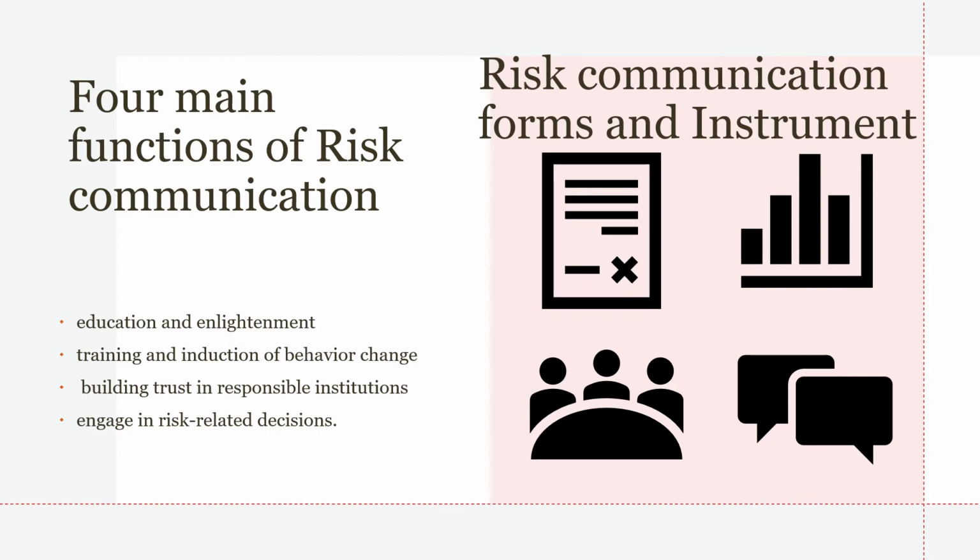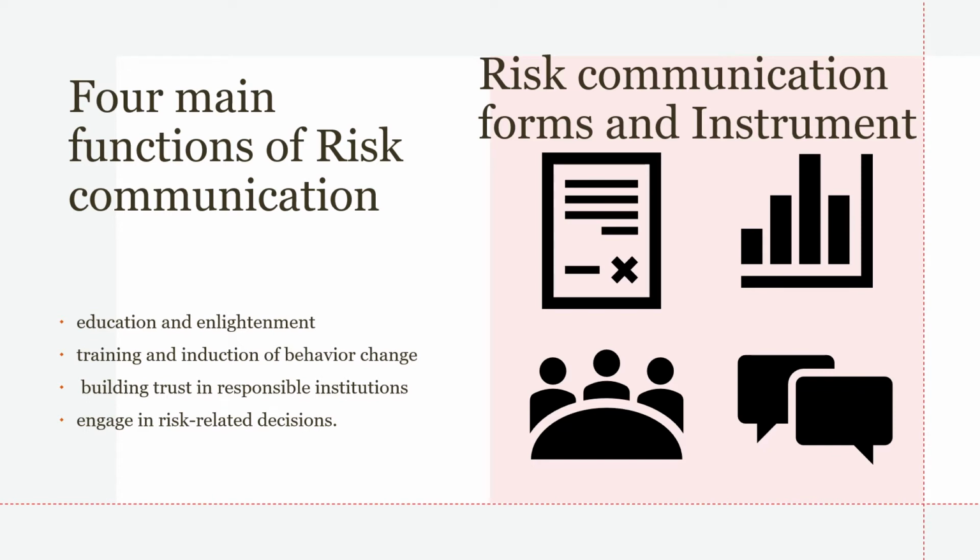Risk communication has four main functions. The first is education and enlightenment. It means that the risk managers and the risk players should inform the audience and the public about the risk and how to handle this risk. Another function is risk training and change in behavior. It is important to know that one of the main objectives of risk communication is to create behavior change among people in order to enable them to cope with risk and also potential disasters.